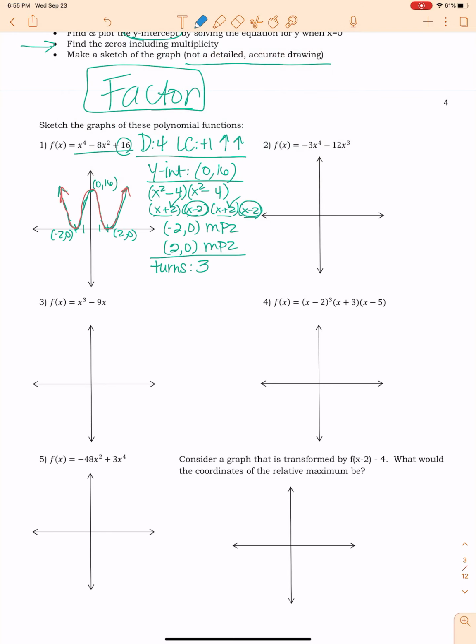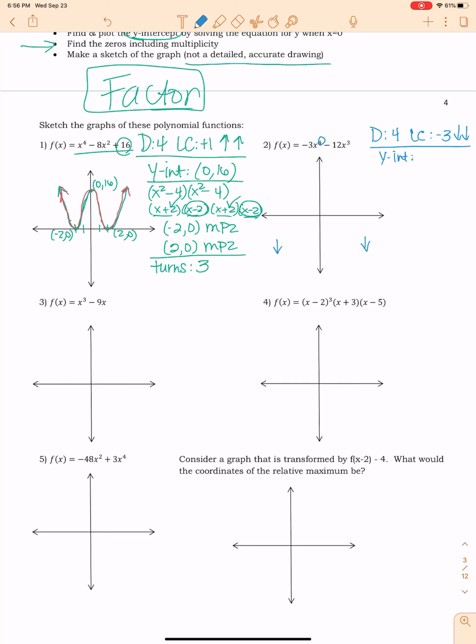All right, let's go to number 2. And I'll probably break these down into more videos because it's going to be too long. Okay, so as usual, I start with my degree. Well, my degree is 4 again, and my leading coefficient this time is -3. That means I've got even degree and negative leading coefficient, so I've got down behavior. So I know whatever my graph does in between all of this, it's going to be headed down in both directions.